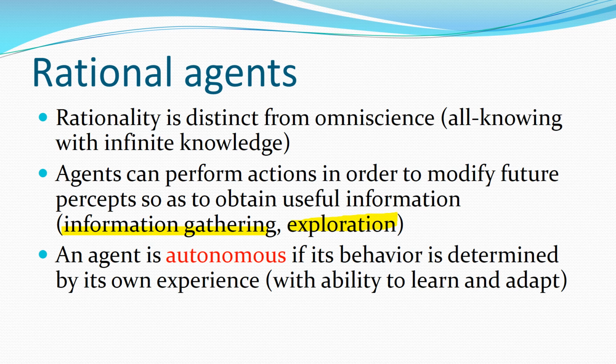Also, to the extent that an agent relies on the prior knowledge of its designer rather than on its own percepts, we say that the agent lacks autonomy. That is, the agent is autonomous if its behavior is determined by its own experiences, not the knowledge fed by the designer. An agent can be autonomous with the ability to learn by itself and adapt to new circumstances. These are the important terms related to the rational agent.